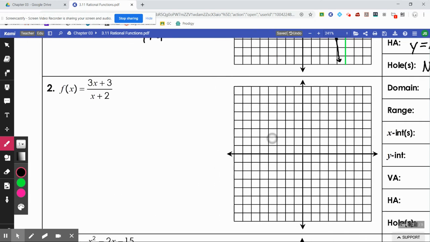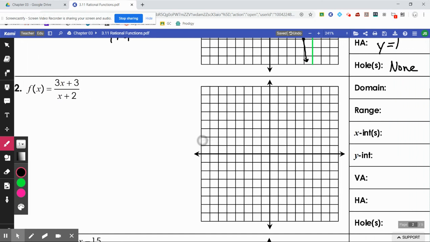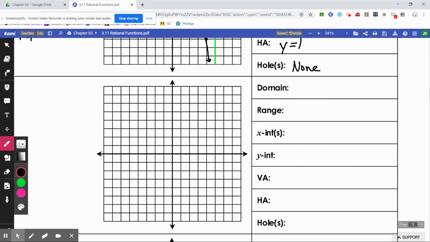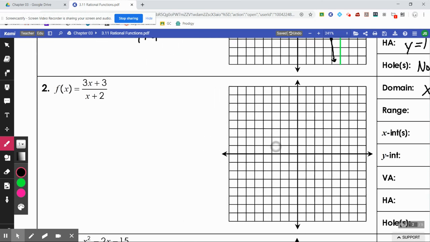Number 2. First thing, let's look at our domain. I see there that x cannot be -2 because at -2 I would have division by 0. So at -2, once again, one of two things are going to happen. Either you're going to have a vertical asymptote or you're going to have a hole. So to determine that, let's factor this completely.